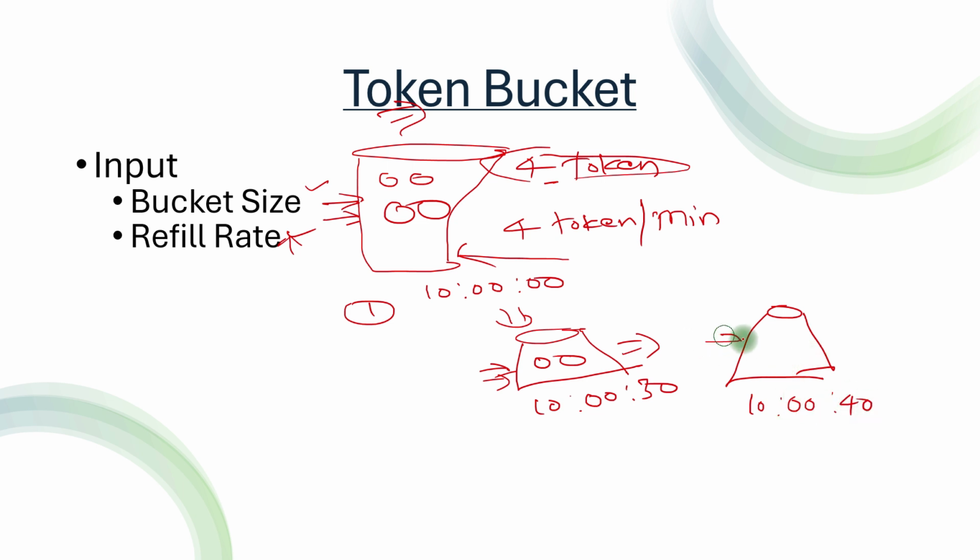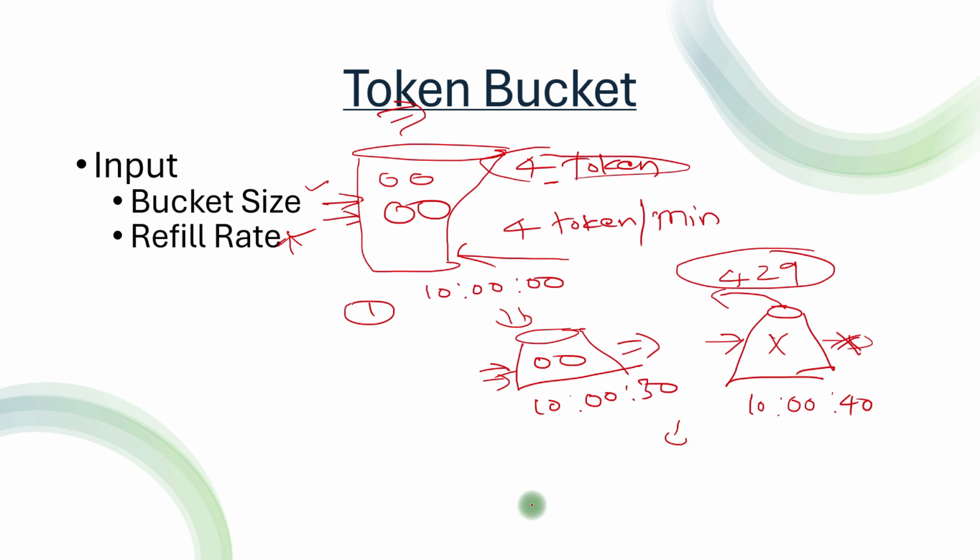Now let's say 1 request came into the picture. It will check whether there are tokens available. There are no tokens available, so this request won't pass further. It will be returned back with the 429 response. It won't be allowed because there are no tokens available.